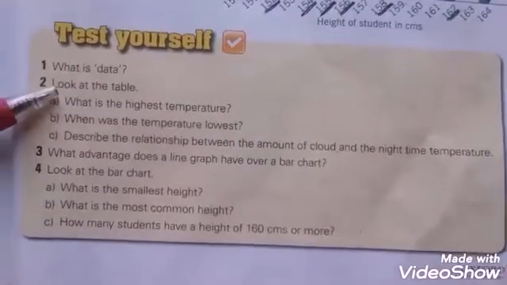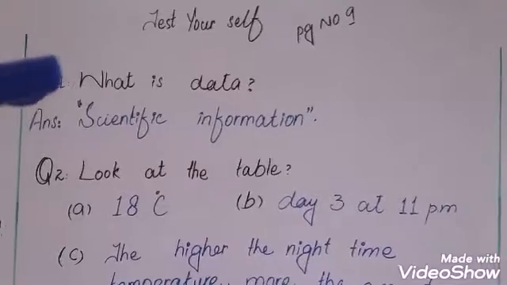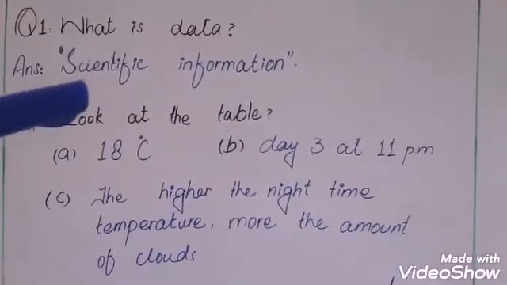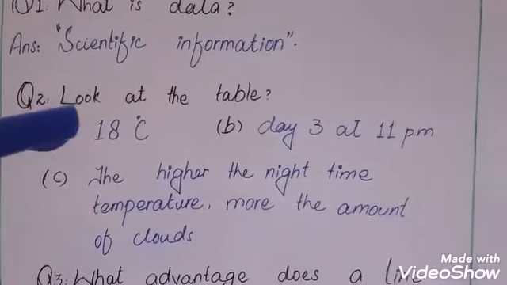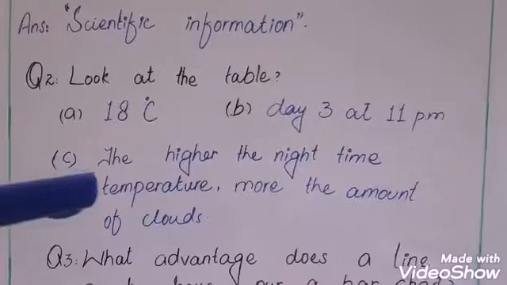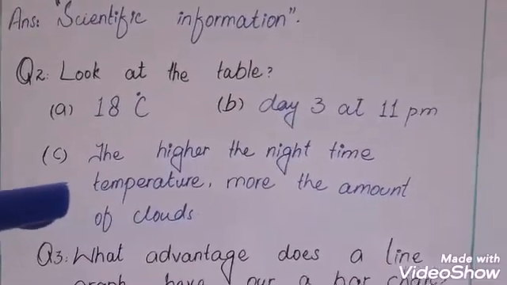Some test yourself questions about this topic and the answers are: page number 9, question number 1, what is data? Scientific information. Question number 2, look at the table that is present in your book. Answer A, 18 degrees C. B, day 3 at 11 pm. C, the higher the nighttime temperature, the less the amount of clothes.